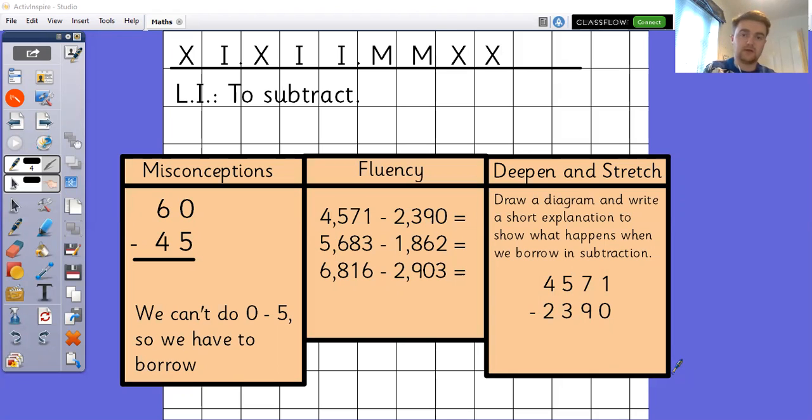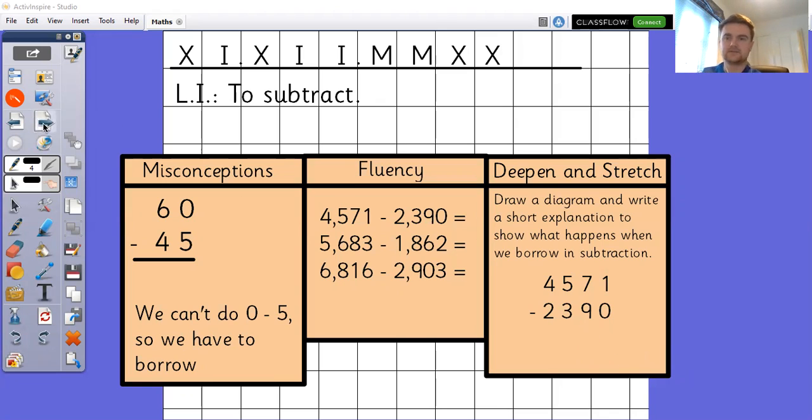So can you have a go at those fluency questions for me? For the deepen and stretch, can you have a go at showing it in a column method, but also writing a step-by-step guide on how someone who's never done column method of subtraction before might approach it? So pause it, and on the next slide, we'll have a look at the answers for the fluency.